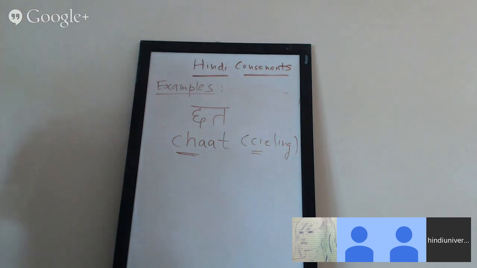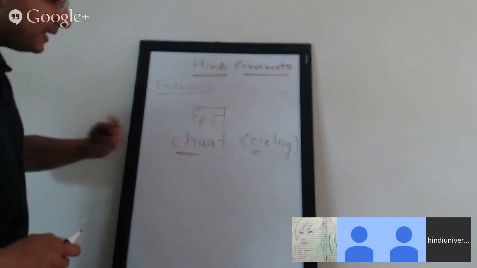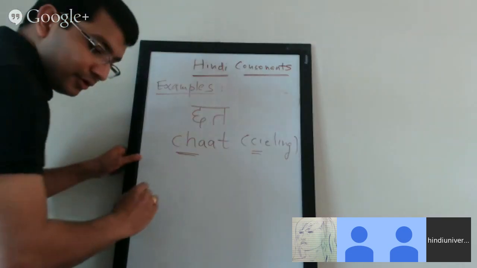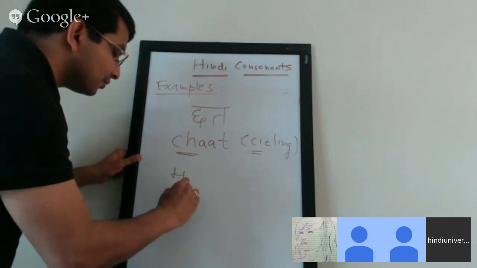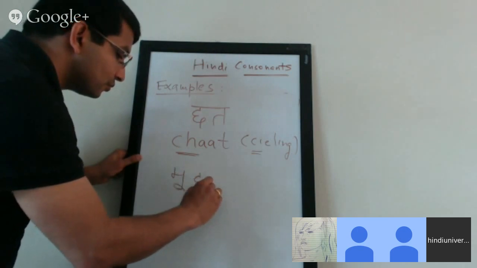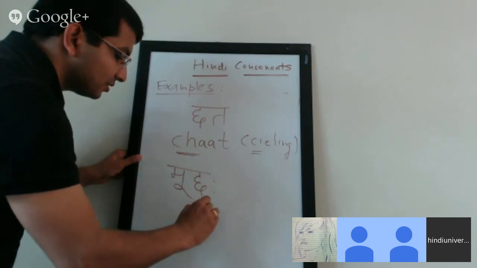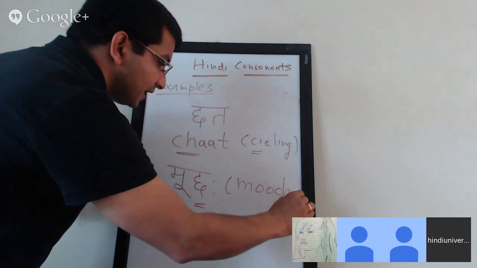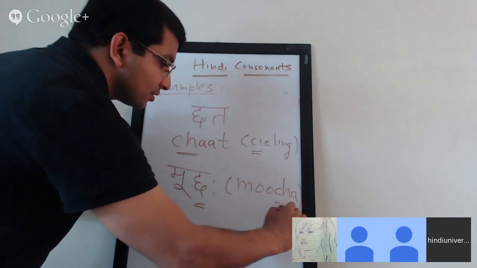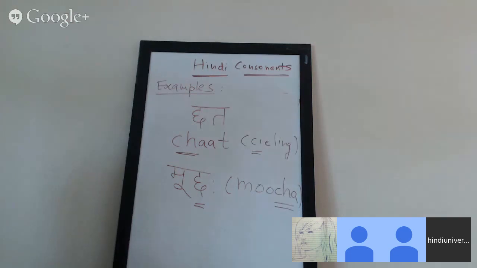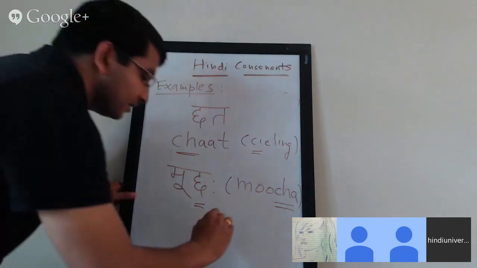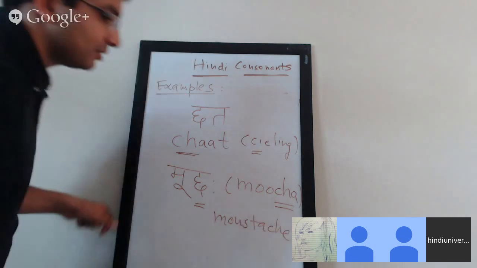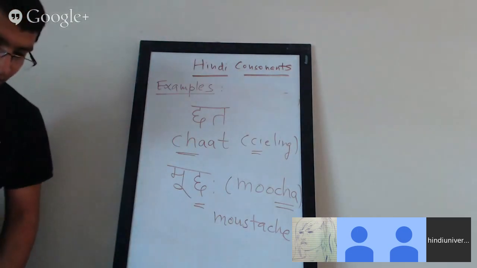Another one, I don't have that many examples here, but we'll try to cover as much as I can. The second one is mooch. Mooch is nothing but your mustache. Mustache in Hindi is mooch. Mooch also has a ch sound in it.